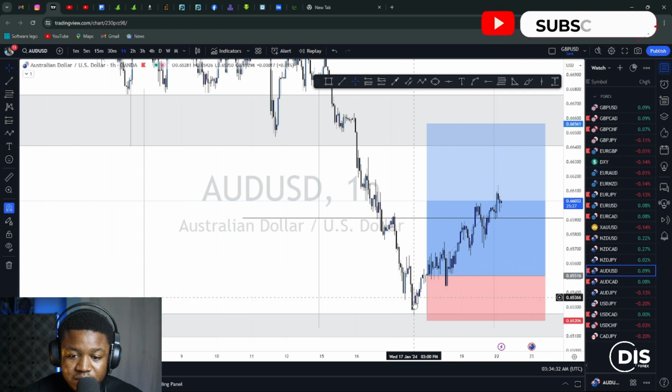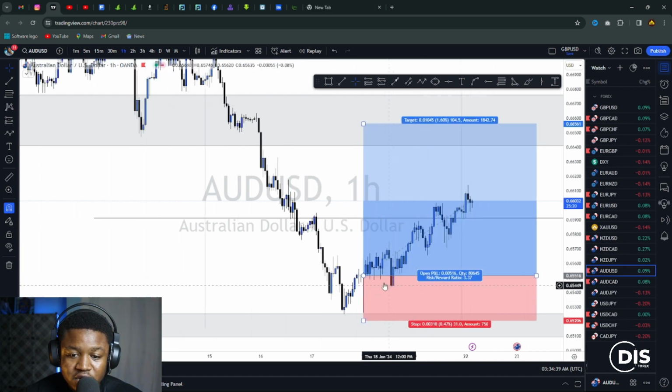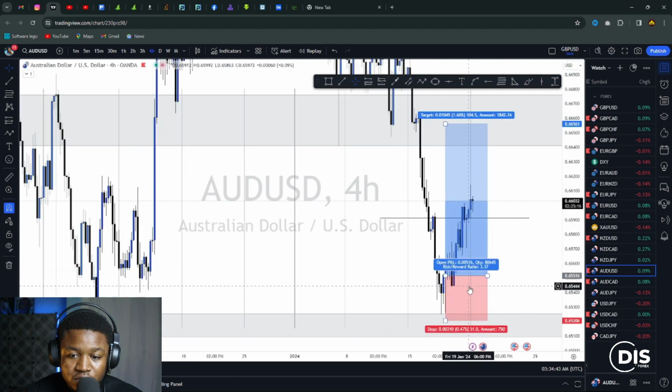Price came here, went up, came down, tapped into it, and then with the bullish presence here, I was like, no way, I have to enter. Look at the candles. You read the candles. Let's go back to the 4 hour. That's where a lot of things go on.